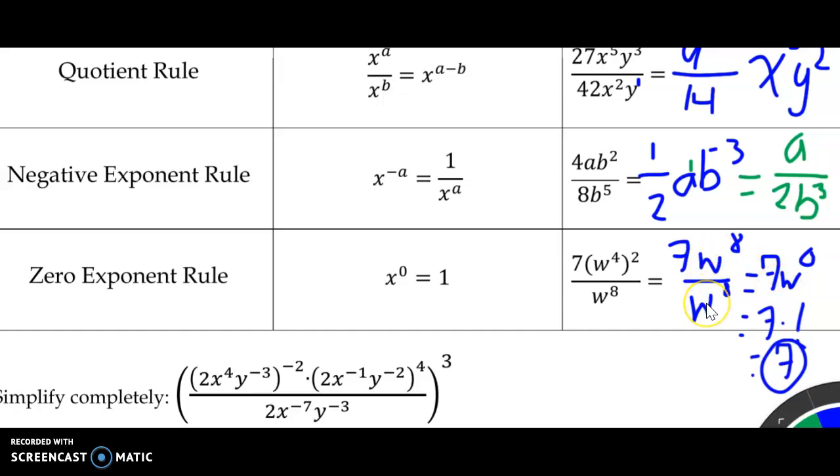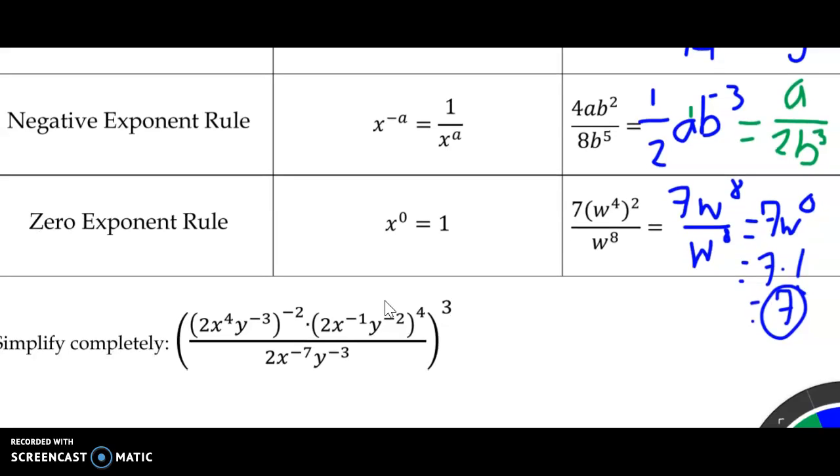You also, at this step, could have looked at it and said, okay, we have w to the 8th power divided by w to the 8th power. And remember, anything divided by itself is 1. 2 divided by 2 gives you 1. 3 divided by 3 gives you 1. W to the 8th power divided by w to the 8th power just gives you 1. So it's 7 times 1, which gives you 7.